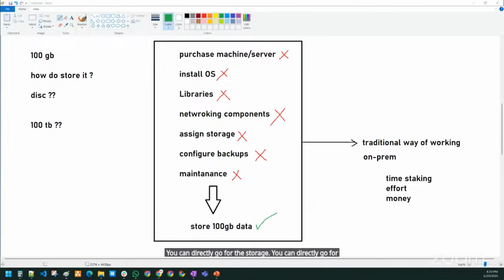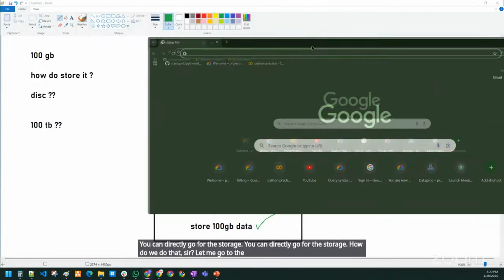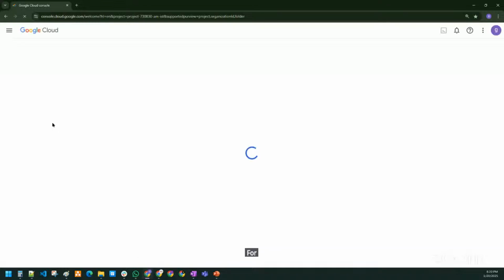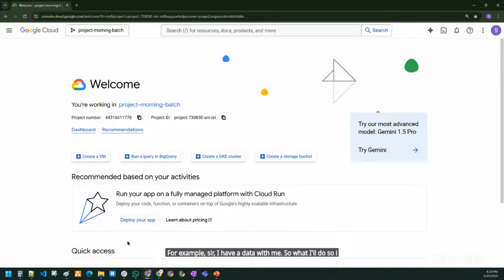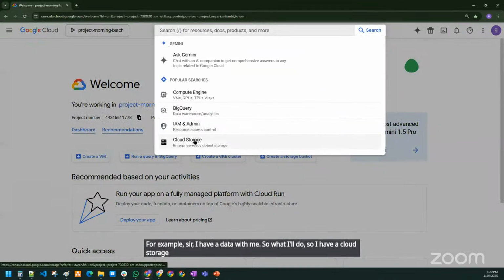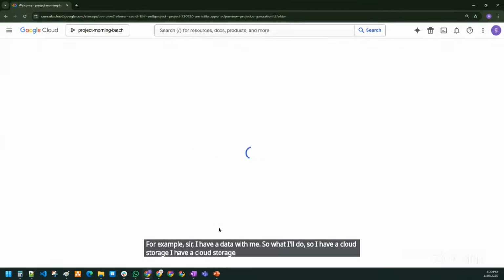How do we do that, sir? Let me go to the Google Cloud Platform and show you. For example, sir, I have a data with me. So I have a cloud storage, which we call a simple cloud storage.